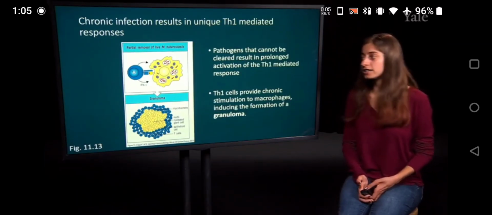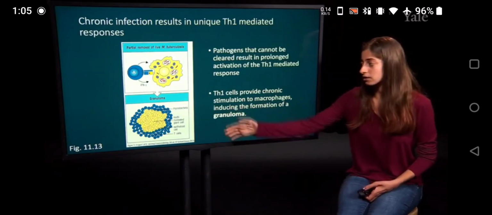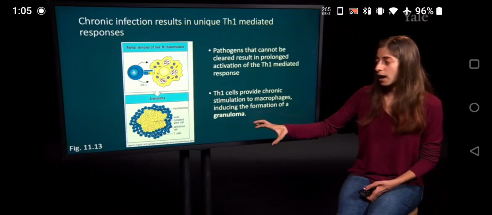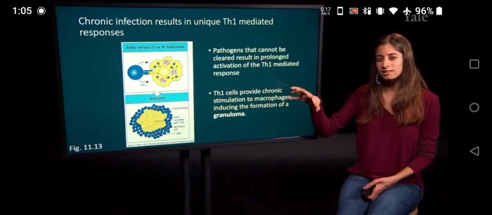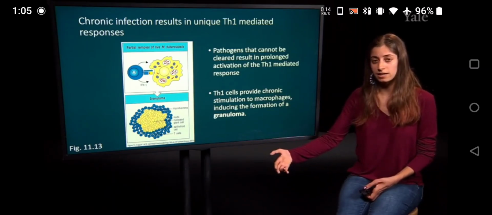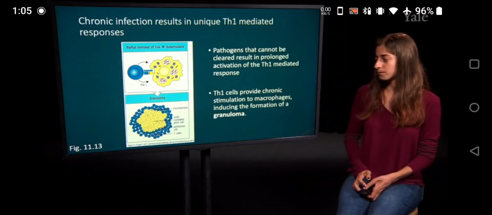A chronic Th1 response can also result in the formation of a granuloma. This is when T cells and other myeloid cells surround the infection and eat it away little by little. This is often a long-term effect of being infected and is not often resolved in a short period of time.